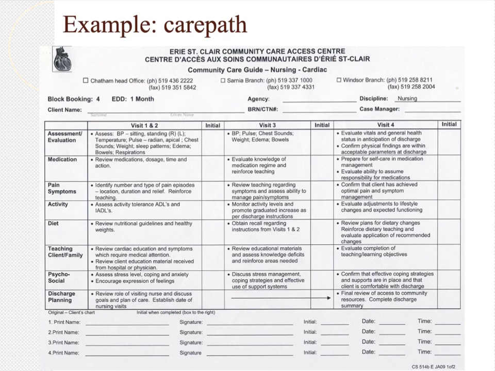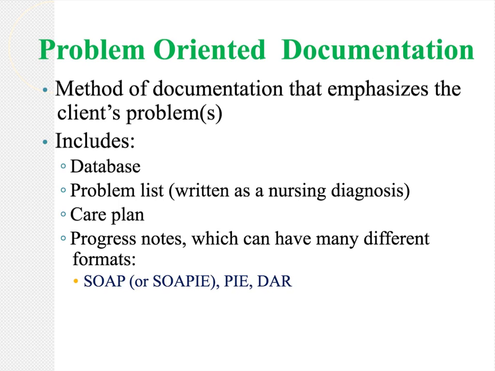So care paths. We said that narrative notes were an old style of documenting. Some of the more recent ones are using a combination of flow sheets and problem-oriented documentation. Again, you've got your databases and your problem lists. If they have a care plan, such as a care path, that would be in there, and you are documenting in the progress note under a different format.